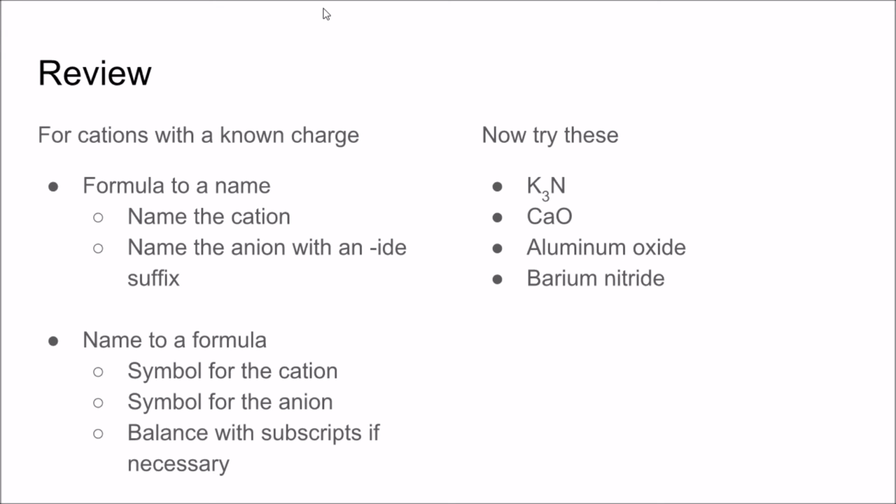If you go through and do each one, you should come up with potassium nitride, calcium oxide, aluminum oxide, Al2O3, and barium nitride, Ba3N2. These can be confusing, so I encourage students to get as much practice as possible. Try to find as many different problems that you can do that involve nomenclature and try them all. Practice makes perfect. Best of luck.